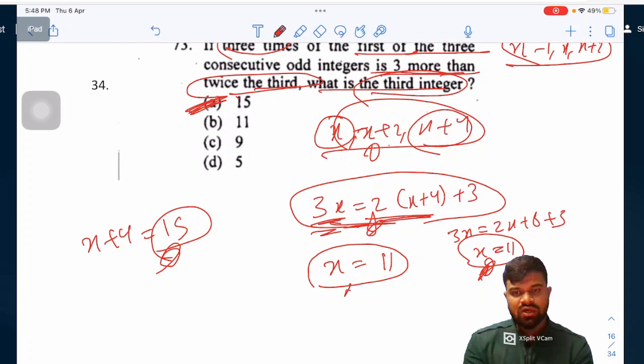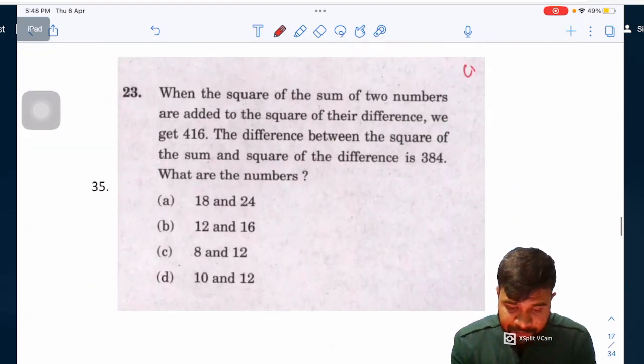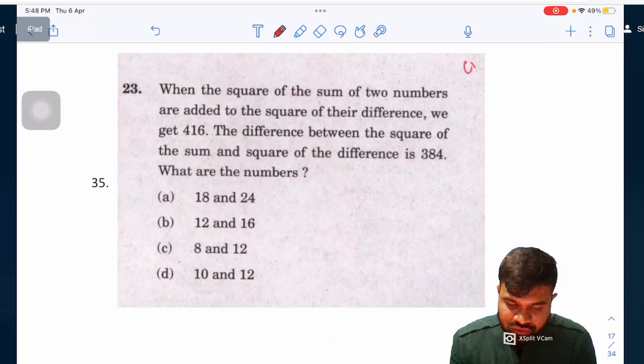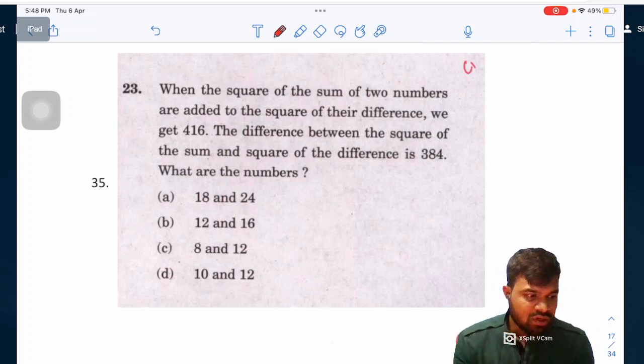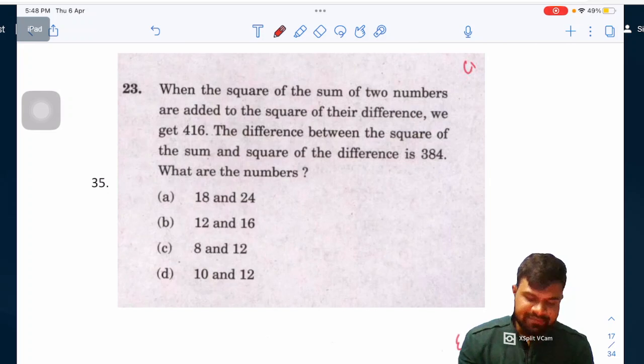Okay, this is how you will do these kinds of questions. Next: when the square of the sum of two numbers is added to the square of their difference, we get 416. The difference between the square of the sum and the square of the difference is 384. See, this is a typical algebra question. You don't need to worry about this for CSAT. This may not come in CSAT, but for the sake of it, let's see.